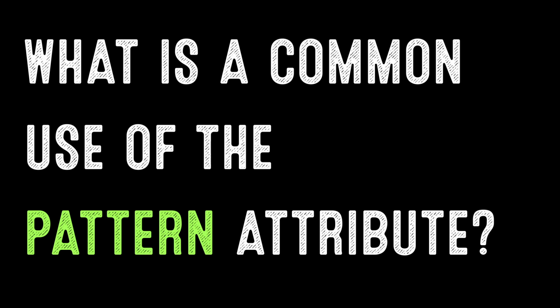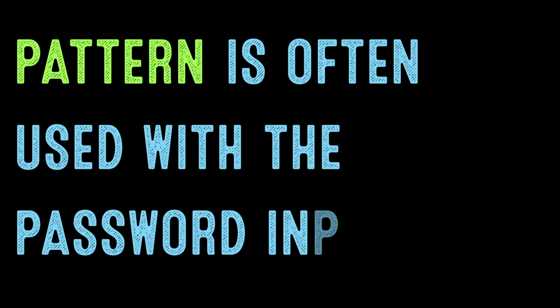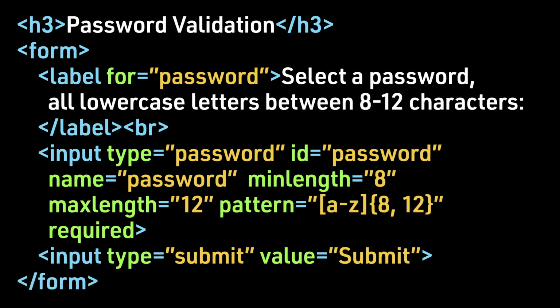What is a common use of the pattern attribute? Pattern is often used with the password input type. Here is an example. H3 opening tag, password validation, H3 closing tag, form opening tag, label opening tag, for attribute equals password in quotation marks. Select a password, all lowercase letters between 8 to 12 characters, label, closing tag, line break.